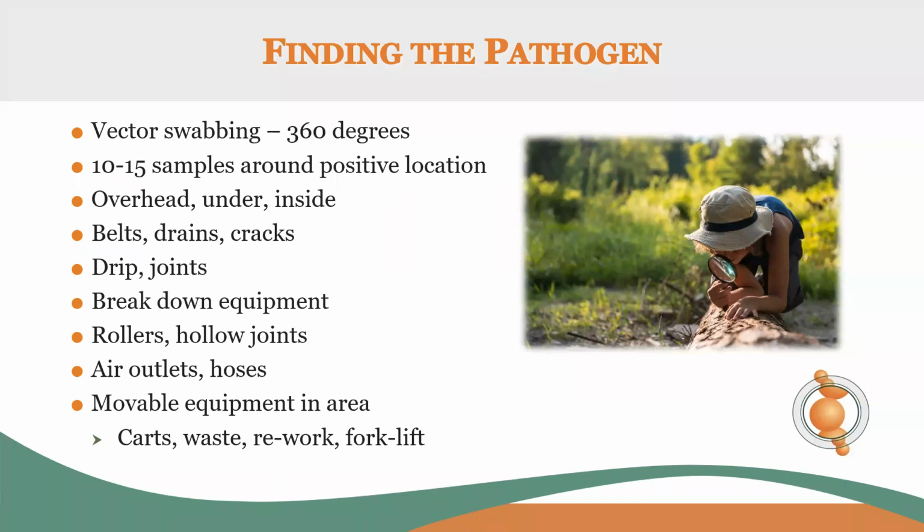Any item is suspect that is in the immediate area of the processing line. Any open cabinets, open panels, wheels or legs on equipment that are moving in and out of the area will also be suspect. Vector swabbing is used so that you don't forget to look up and above the product or below the product where niches and harborages can be found, and those pathogens love to live in those areas. Any drip, condensate, or airflow over the product is also suspect, including compressed gases.